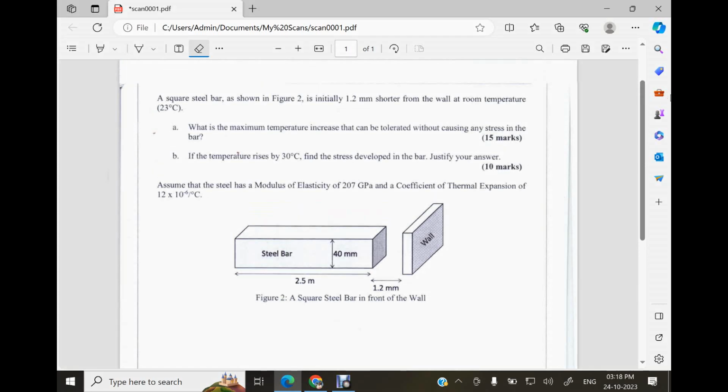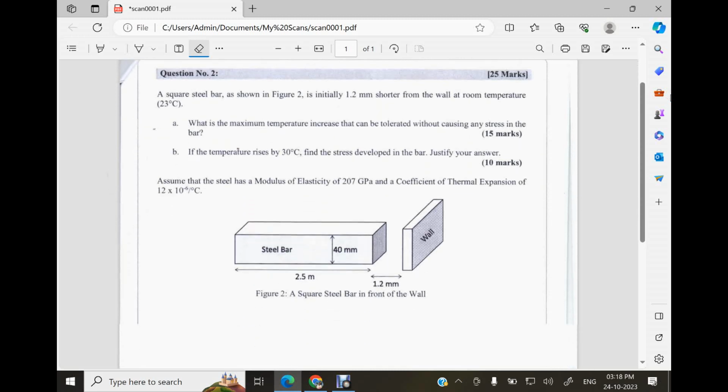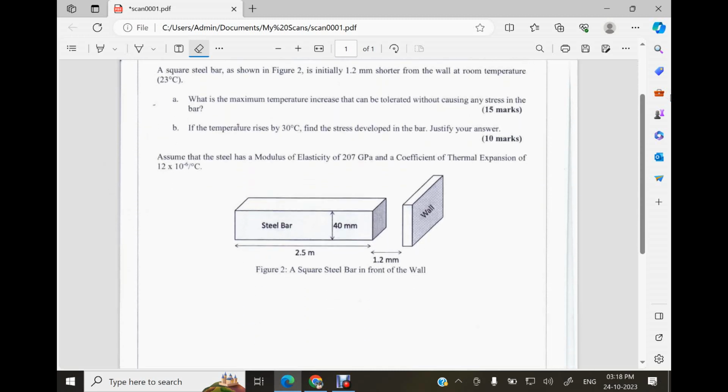Now, this problem is on temperature stresses. You can see here, what does it say? A square steel bar, as shown in the figure, is initially 1.2 millimeter shorter than the wall. Where is the wall? The wall is present over here. The gap he is talking about is this gap. It is 1.2 millimeter shorter than the wall at room temperature.